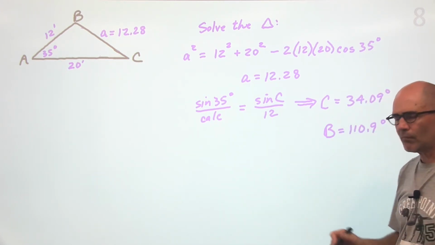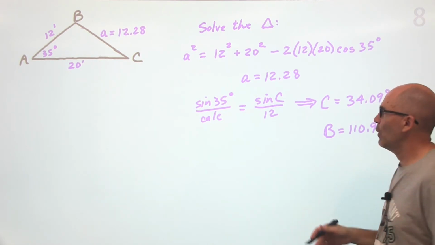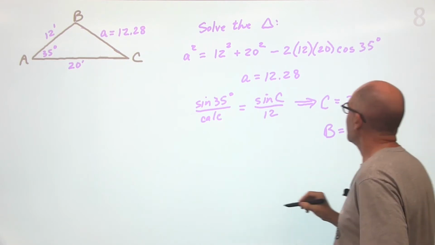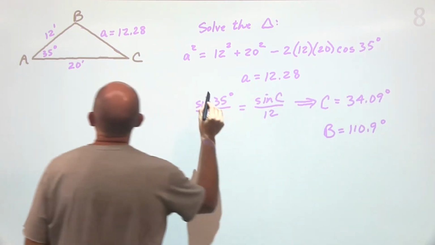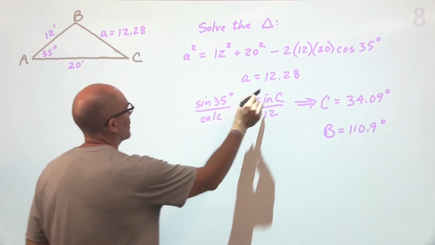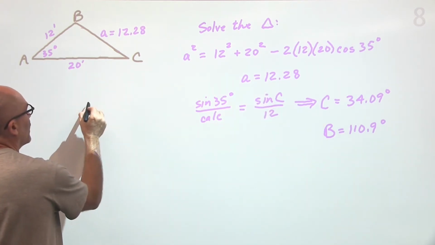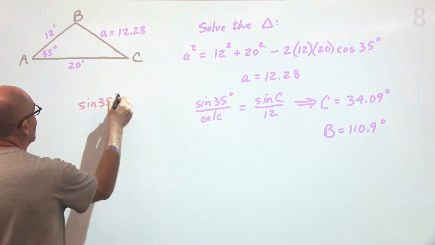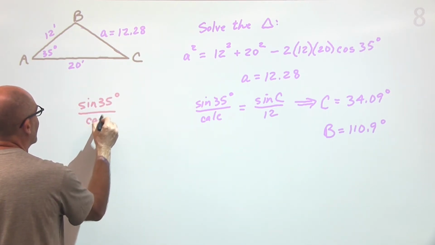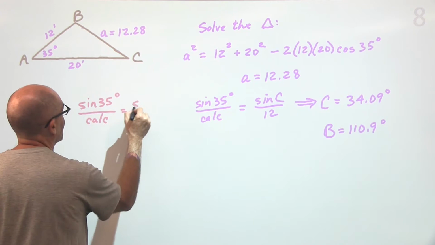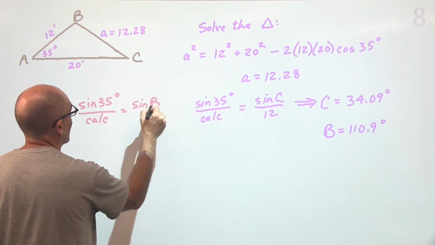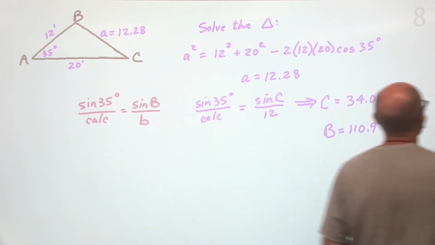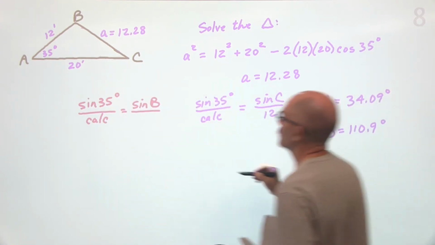Now, there's a little snag here that you may have encountered. Let's say instead of doing sine A over A equals sine C over C, what if we went sine A over A equals sine B over B? Well, I know side B is 20.